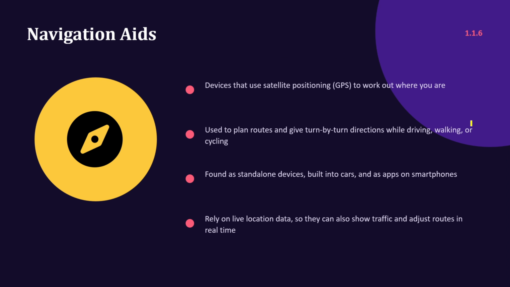Next are navigation aids. These are devices that use satellite positioning or GPS to work out exactly where you are. They are used to plan routes and give turn-by-turn directions, whether you are driving, walking, or cycling. You will find them as standalone devices, built into cars, or as apps on your smartphone. And because they use live location data, they can also show traffic and adjust your route in real time.